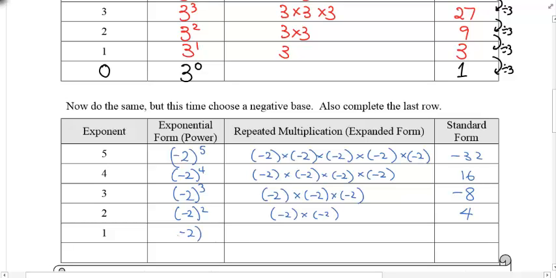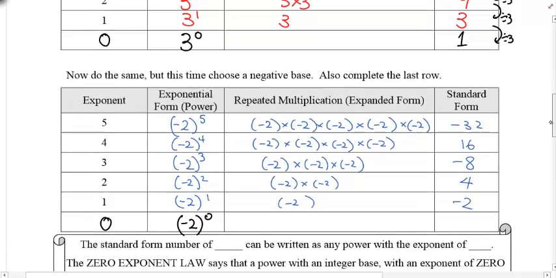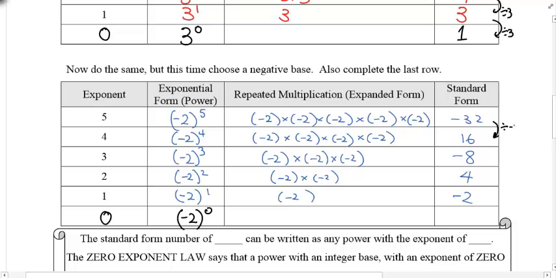And notice in this chart, what do you think I would fill in the last row with? 5, 4, 3, 2, 1, the exponent is 0. The exponential form: negative 2 to the power of 0. No such thing as repeated multiplication, there are no factors, and the question is, what is my standard form? What am I dividing by here? You bet, negative 2, negative 2, negative 2, negative 2. So what's my answer here going to be? Negative 2 divided by negative 2 is positive 1.